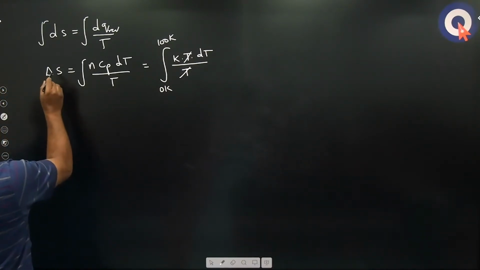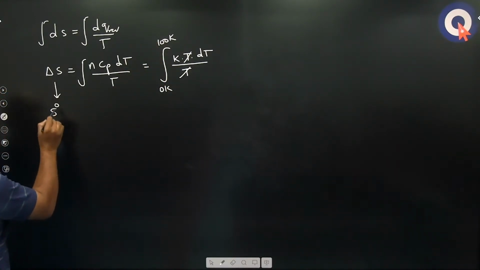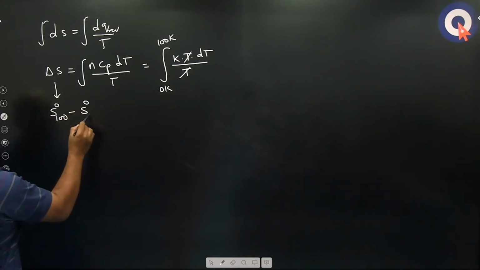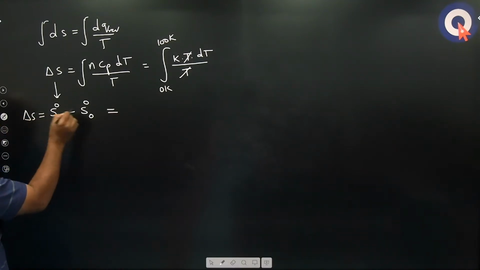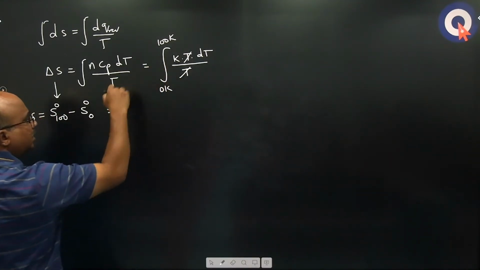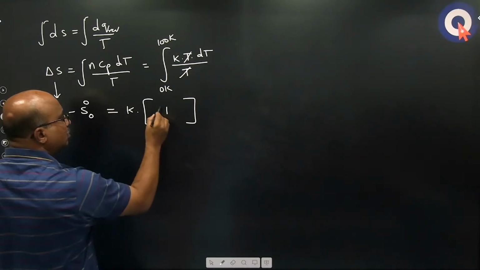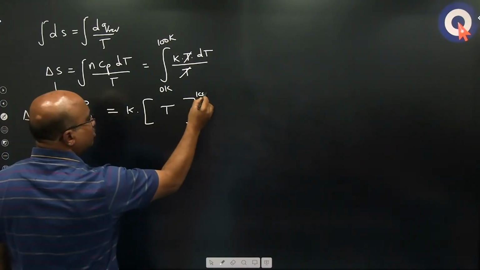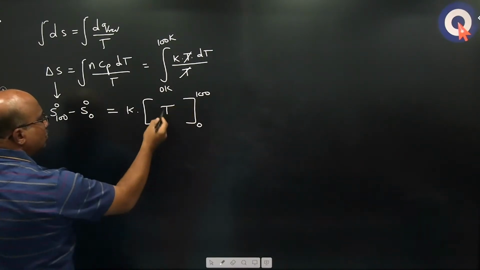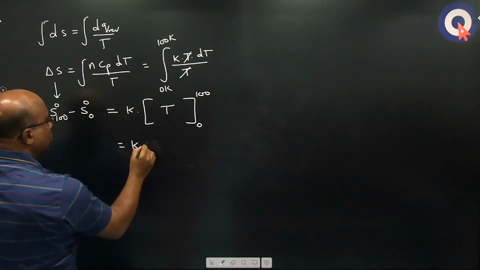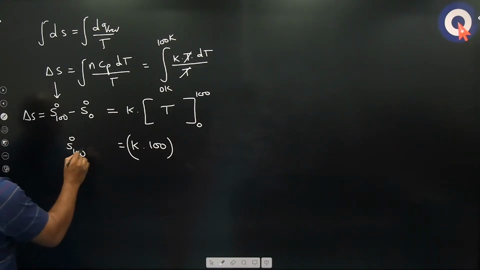So that your entropy changes. What we are determining now, what we write between 0 and 100, is entropy S naught at 100 minus S naught at 0, which should be equal to delta S. So your delta S is nothing but this: K is a constant, we can take it outside, K into the integral of dT, that is T, with the limits 0 and 100. So what is this now? This is 100 minus 0, so this is only 100. So K into 100 is nothing but S naught at 100 minus S naught at 0.